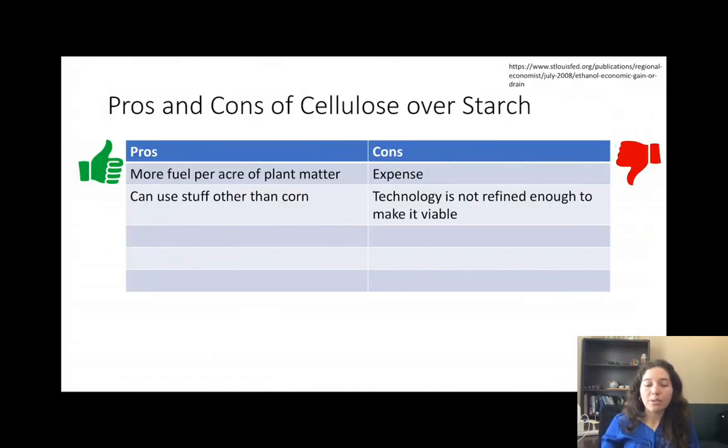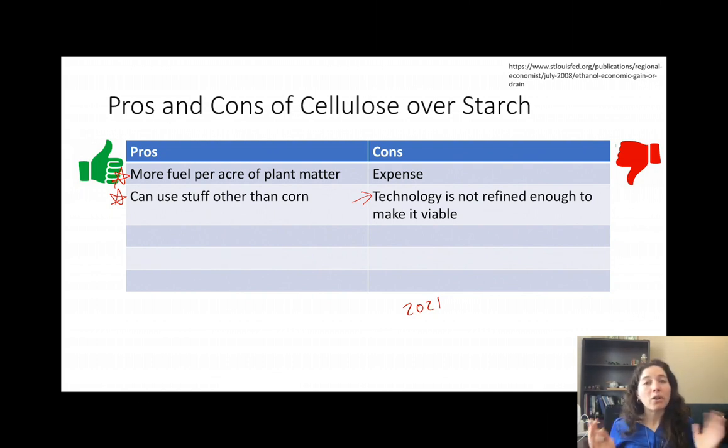Now, this cellulose stuff is actually starting to become more prevalent. Like I said, some of the pros are that there's more fuel per acre of plant matter that you use, and you can use stuff other than corn, which is great. Some of the cons are honestly that the technology is just not there yet. Right now it's kind of costly because the technology is not there. But as of 2021, we're seeing a lot more research into this area, and it's really interesting. I think we're on the cusp of switching over to cellulosic ethanol. It's a change that's happening right now.